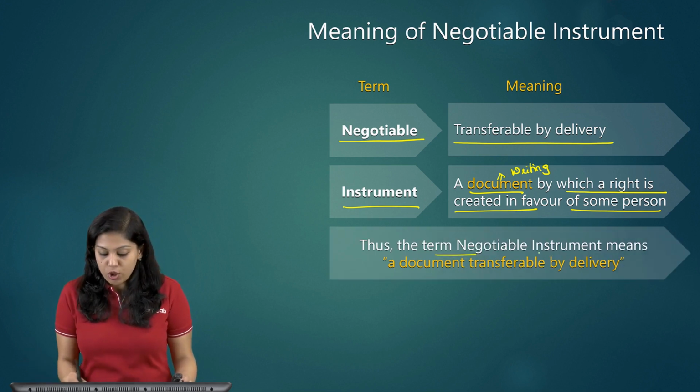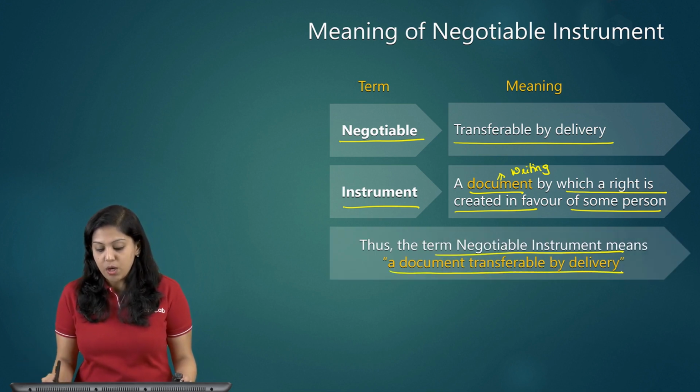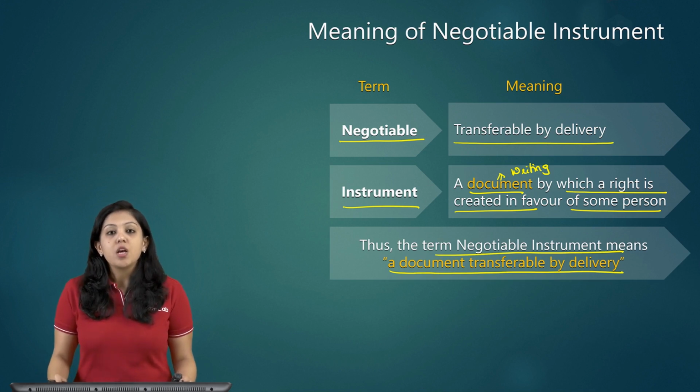So the term negotiable instrument means a document which is merely transferable by delivery. So in negotiable instrument, there are three kinds of instruments which are recognized under this act. One is bills of exchange, one is promissory note, and a check. So all these instruments can be transferred from one person to other. So this transferability is called negotiation in the Negotiable Instruments Act. And how do we transfer this? What is the mode of negotiation is what you'll be learning in upcoming videos.